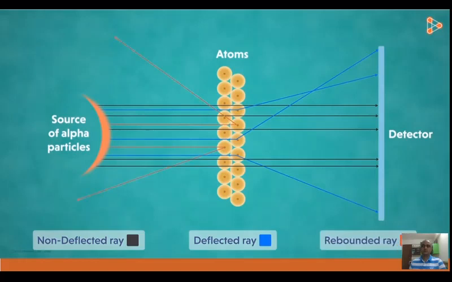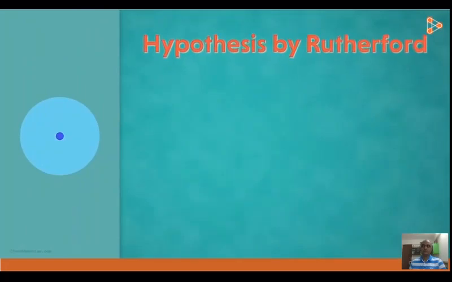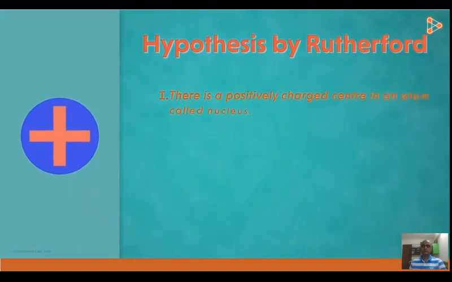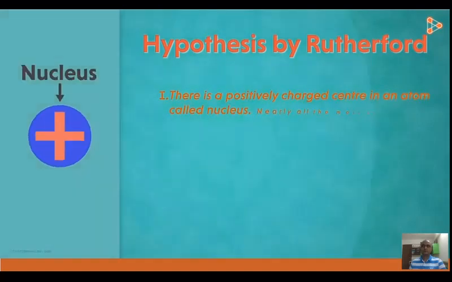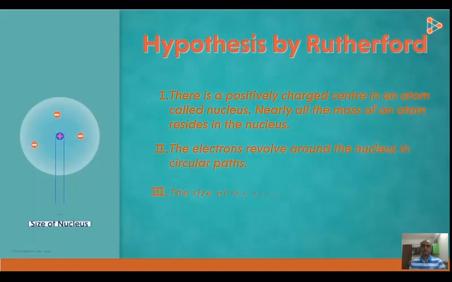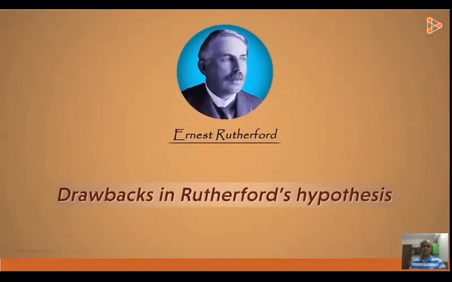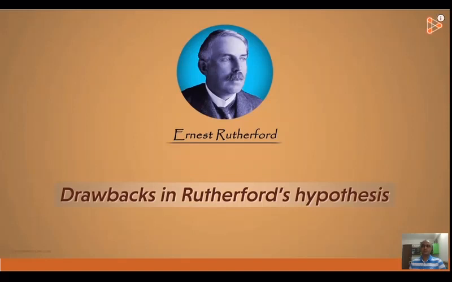These results compelled Rutherford to come up with a new nuclear model. Let's have a look at the hypothesis put forward by him. Firstly, there's a positively charged center in an atom called the nucleus. Nearly all the mass of an atom resides in the nucleus. Secondly, the electrons revolve around the nucleus in circular paths. Thirdly, the size of the nucleus is very small compared to the size of an atom. However, theoretically, there were many flaws in the hypothesis.